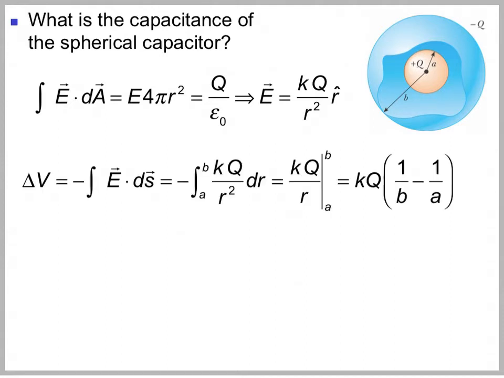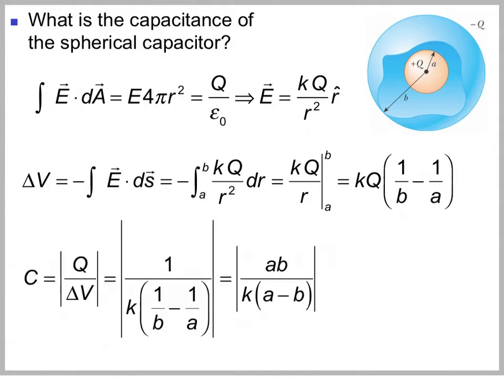Now, we can figure out the potential difference between A and B. It's minus the integral of E dot ds. So that's going to be minus the integral of KQ over R squared, and ds in this case is dr. And we take the integral, and that's KQ over R, and evaluate it from A to B. You get KQ times 1 over B minus 1 over A.